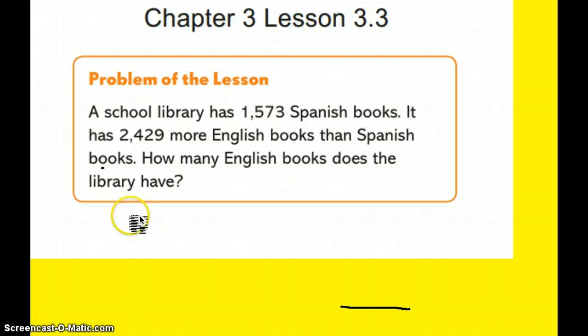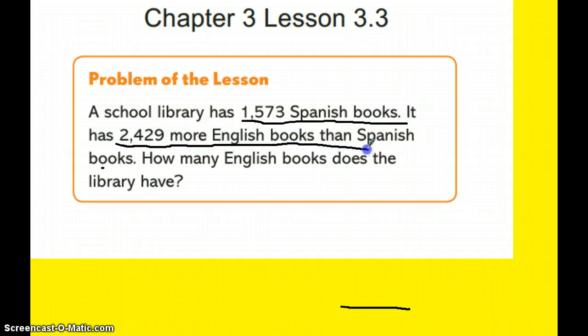Now the first thing I'm going to do when I'm looking at this problem is underline the key information. So the first thing I will underline is 1,573 Spanish books, and I'll also underline 2,429 more English books than Spanish books.